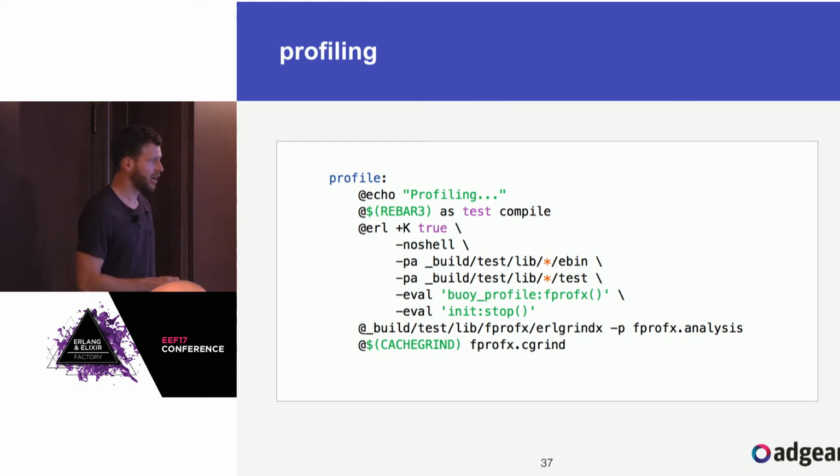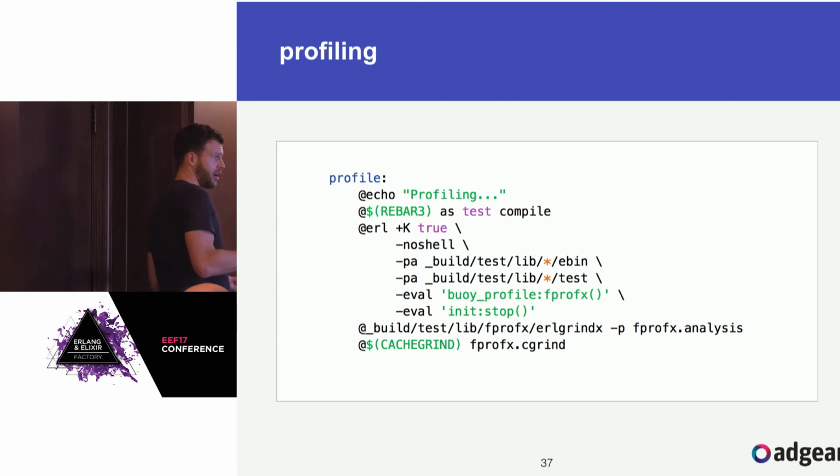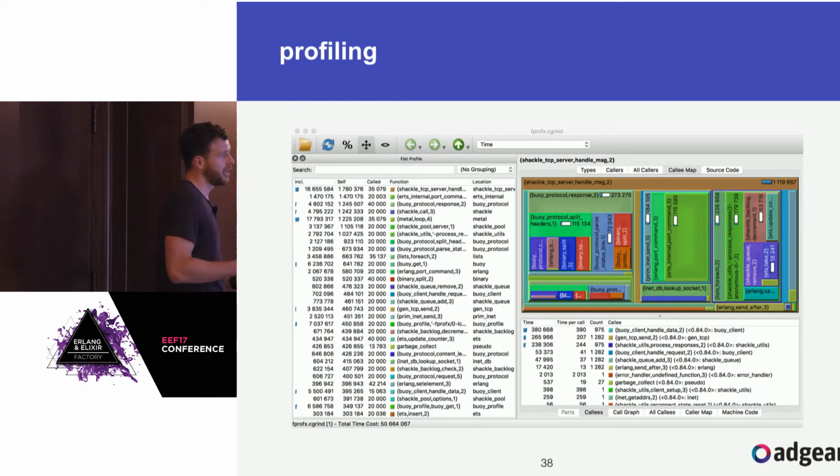I'll just call, so I have a module to do the actual profile call. I run it. It outputs a file, fprof analysis. I send it to erlgrindx, which is a utility that comes with fprofx to transform the output into something readable by KCachegrind or QCachegrind. And what you get is this nice little graphical output.